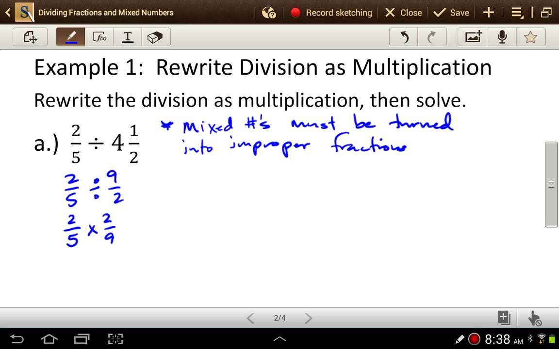2/5 times 2/9. The first fraction stays the same. We flip the sign, and then we take the reciprocal of the second number. Now when you multiply your answer, 2 times 2 is 4, 5 times 9 is 45. You look to see if you can simplify, and you cannot. So that is the problem. If you need to pause, go ahead and pause, otherwise I'm going on to the next screen.